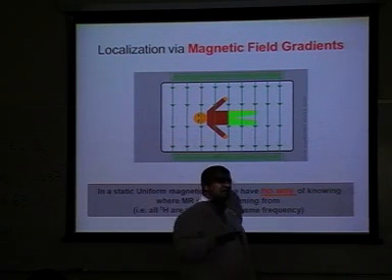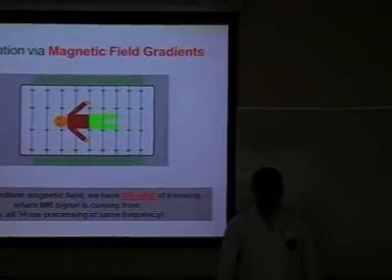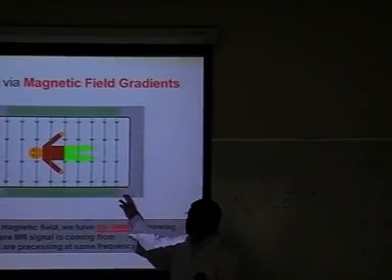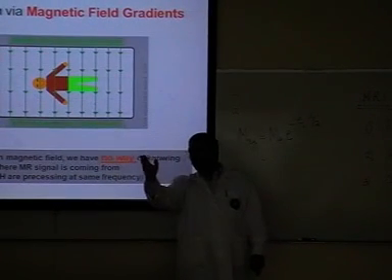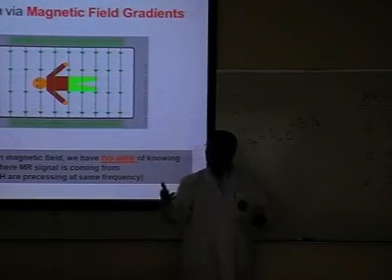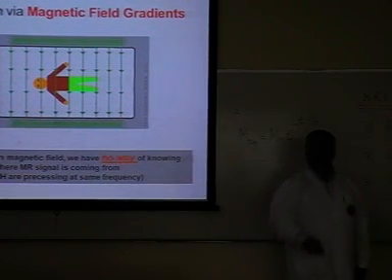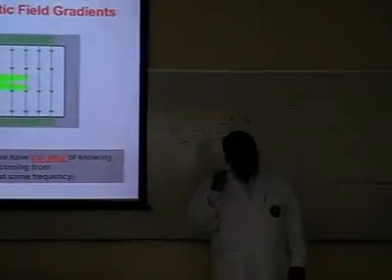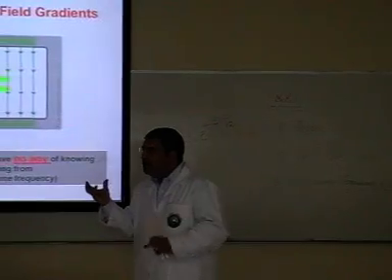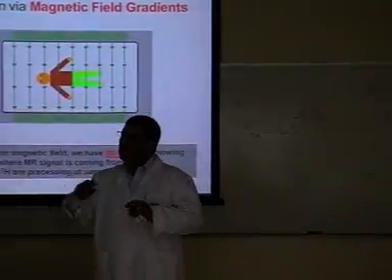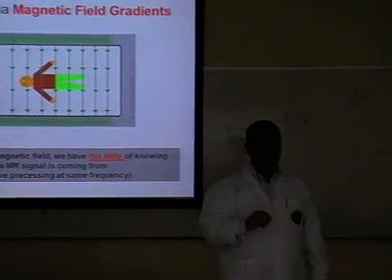Meaning that I will not be able to distinguish between the different parts that I'm looking at. I will not be able to say, okay, I'm looking at this region or that region. Why? Because they all have the same frequency. Hydrogen is hydrogen, right? And the magnetic field is the same. So the question is, how can I eliminate that? How can I introduce some fancy technique by which I can distinguish what region I am looking at?